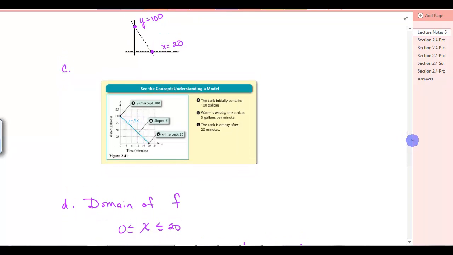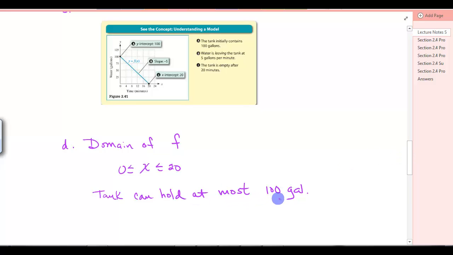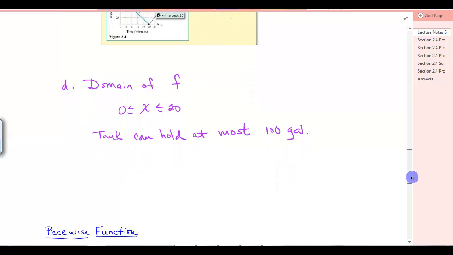The domain, as you can see here, x exists between 0 and 20. And that's how you would do that. And the tank can at most hold 100 gallons. So that's an important note.